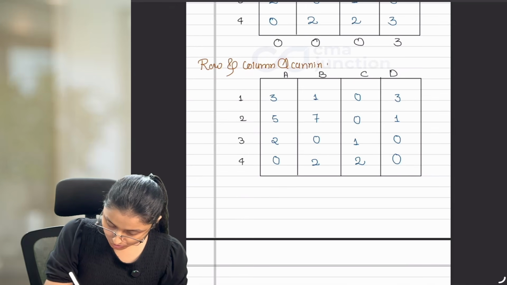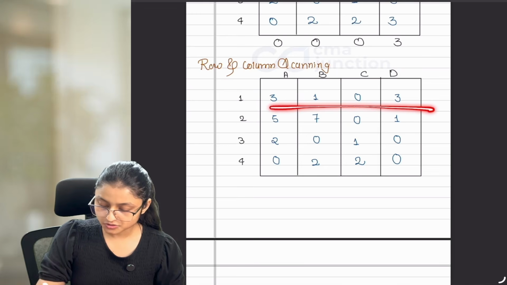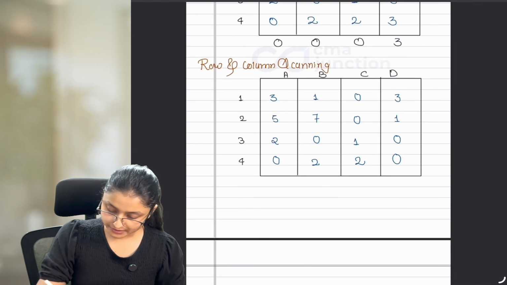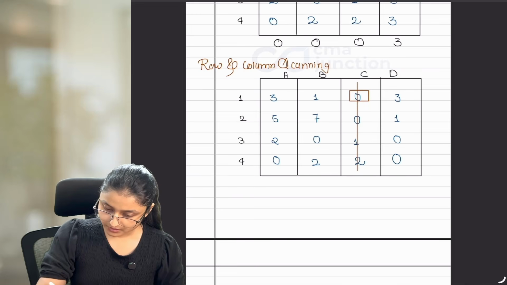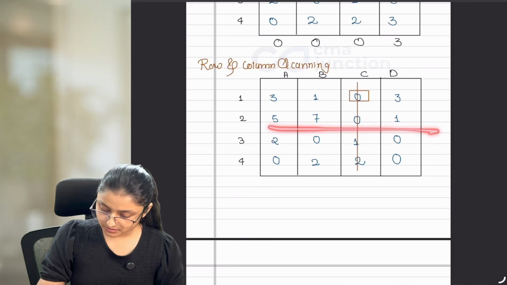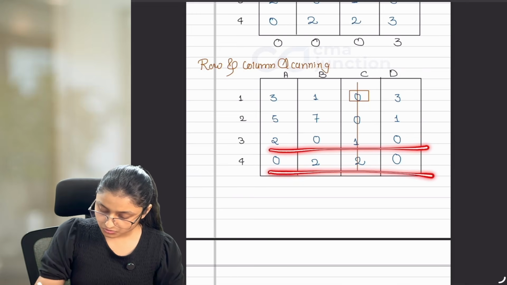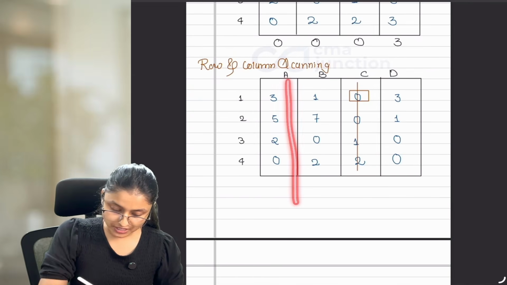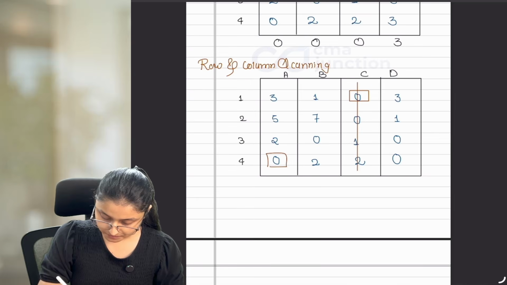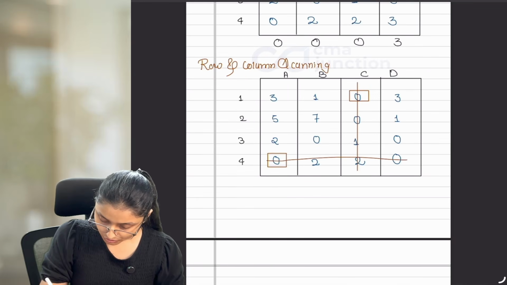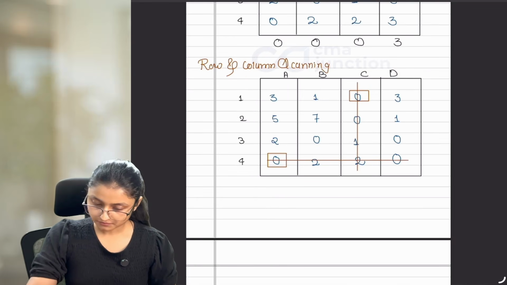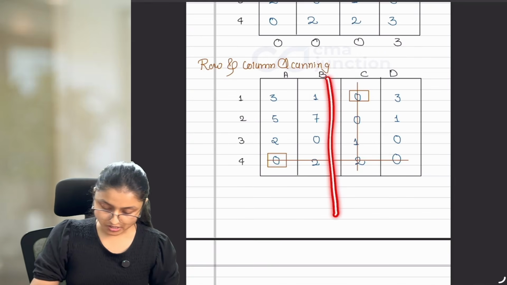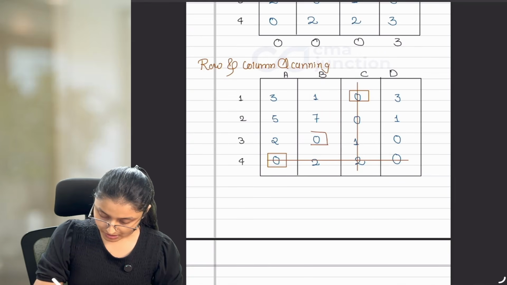First we'll start with row scanning. So in this row we have 1 zero. Mark it with a square and cut the column. Next, no zeros are there. 2 zeros, 2 zeros. Skip. Now move to column scanning. In this column we have 1 zero. Mark it and cut the row. As we were scanning columns, we'll cut our row. Next, here also we have 1 zero. Mark it and cut the row.